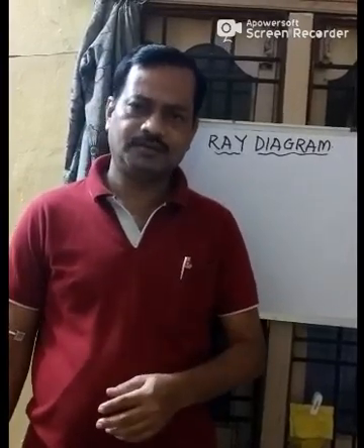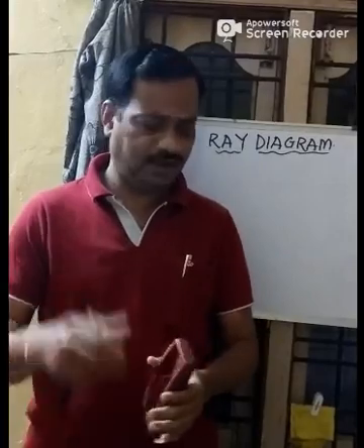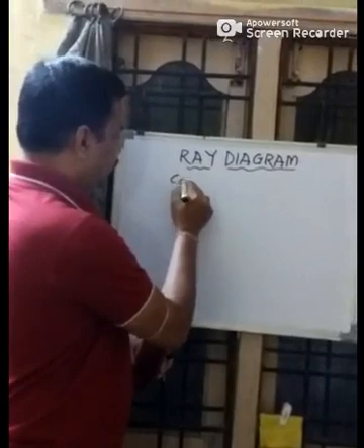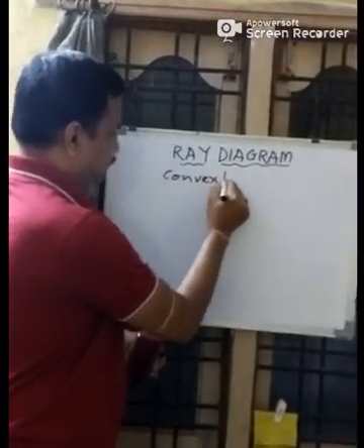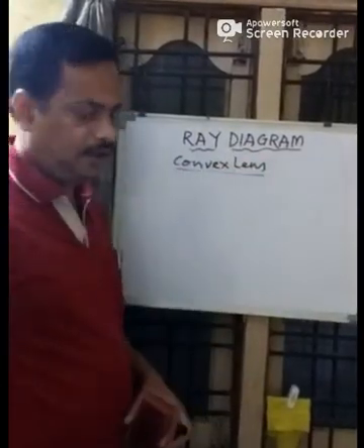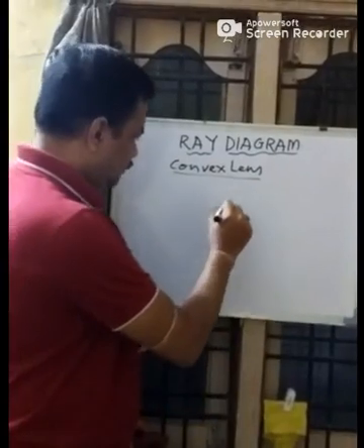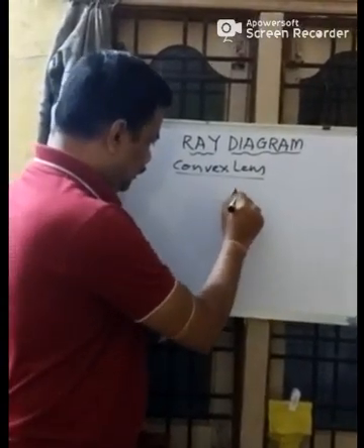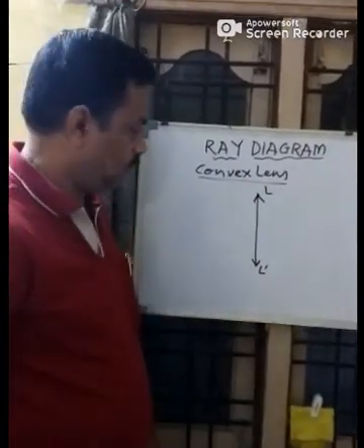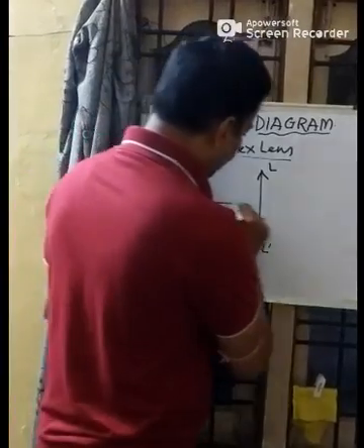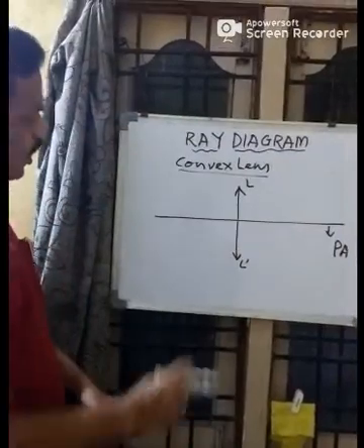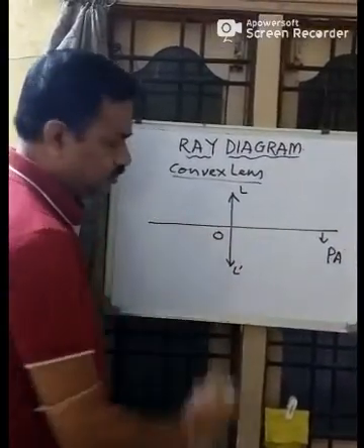Most of the students, whenever they are drawing the diagram, like let us take an example here. Suppose I want to draw for a convex lens. So if I want to draw the ray diagram for a convex lens, what do I have to draw? First I have to draw a vertical line. This is denoted by LS, which we call a convex lens. Then I have to draw the principal axis. This is the principal axis. And this point is called the optic center O.